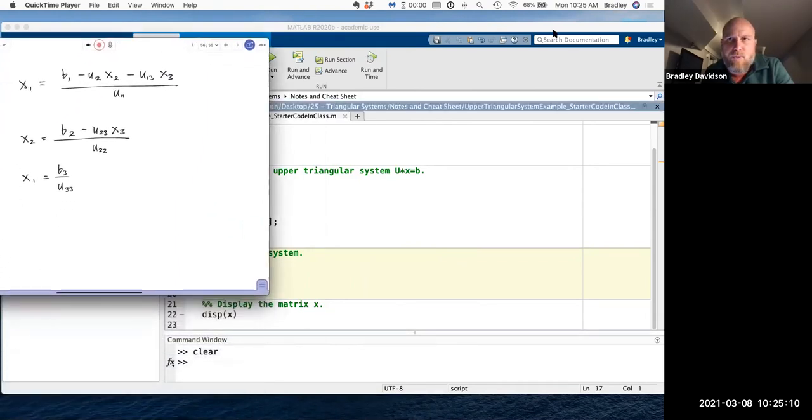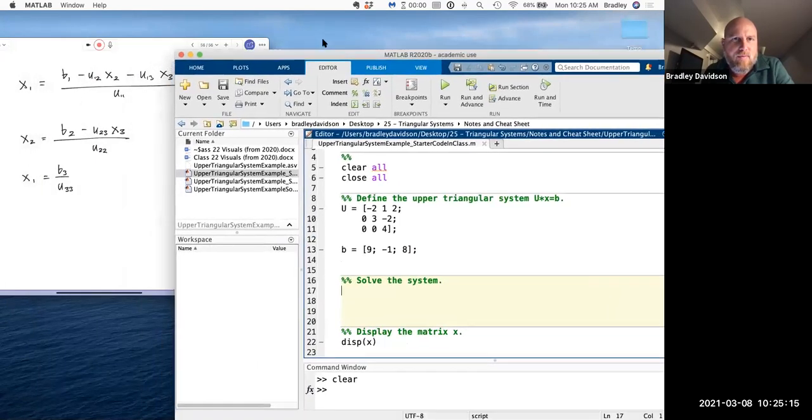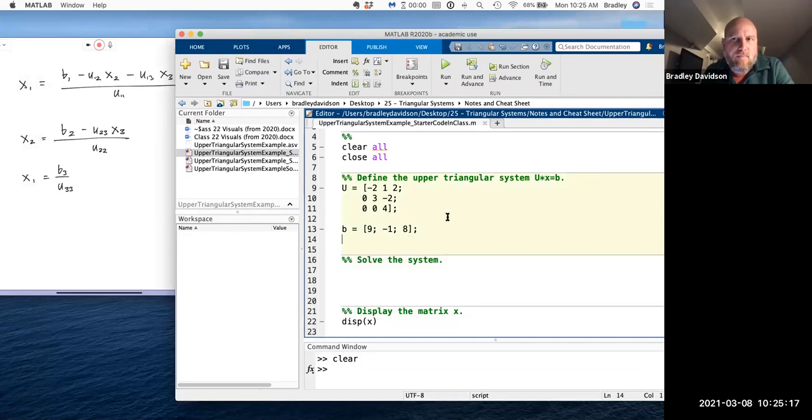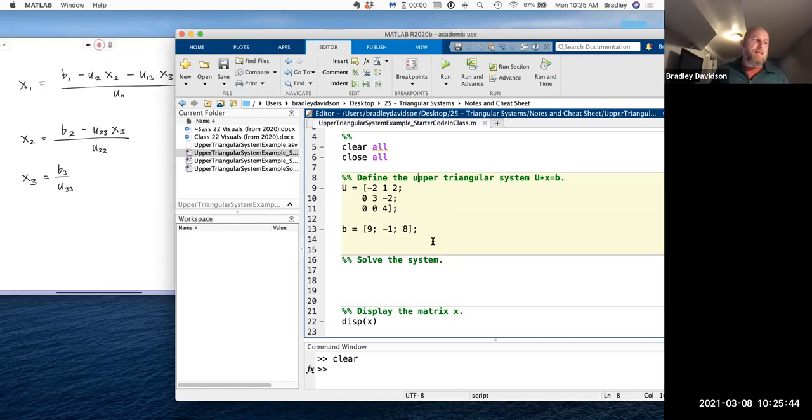All right, so let's see if we can keep this in view. All right, so we're given our upper triangular system, Ux equals b, and this is our U and b that we had earlier. Putting this into MATLAB, let's start by looking at the last line. I had that as x1, that should be x3. So let's start by looking at the last line, okay?